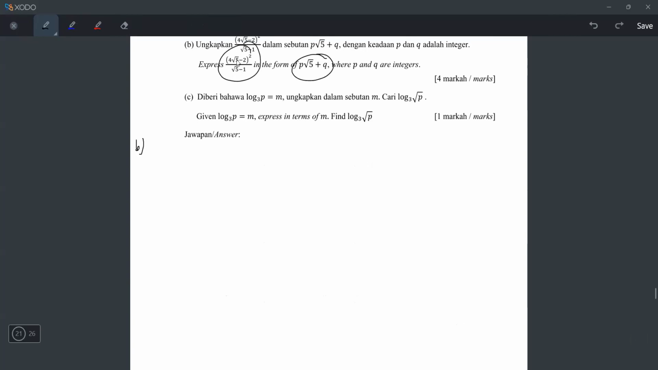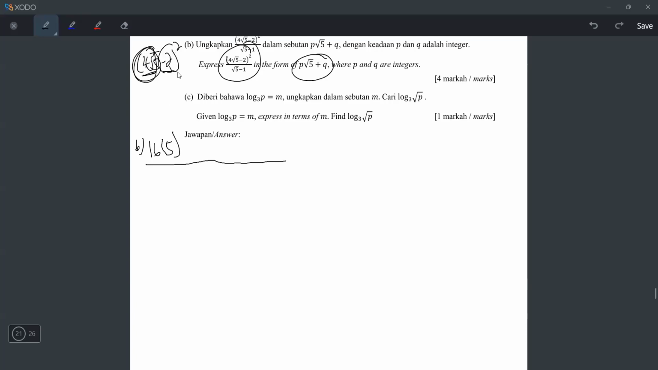Simplify. So first of all, I can see that there's a bracket square here. And how to expand 4 square root 5 minus 2 square? First, you will take depan square, and then depan darab belakang darab 2, and then belakang square. That's the fastest way. So what I will write here is I will draw a line, and then I will expand this. First, I will take depan square. What is depan square? 4 square root 5 square. So what is 4 square? 16. What is square root 5 square? Left with 5. Because when you take square root, the square root and square will cancel each other.